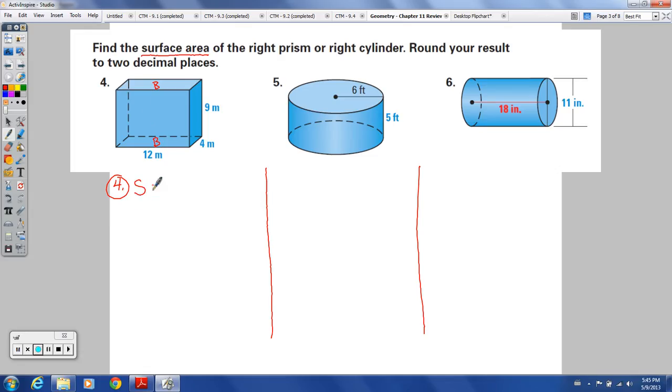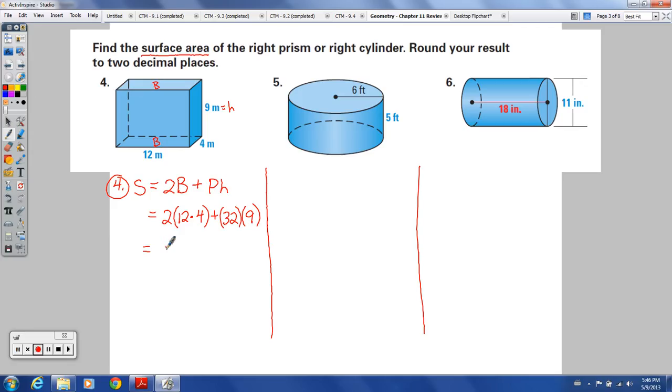But anyway you slice it, surface area is 2B plus Ph for a prism. So here you have 2 times, this would be 12 times 4, the way I have chosen the bases, and then the perimeter of the base would be 12 plus 4 plus 12 plus 4. If I add all that together, 12 plus 4 would be 16, and you'd have 16 more that way. That would be 32 for the perimeter. And then the height being 9. The height is the part connecting the 2 bases. So this part is my h.